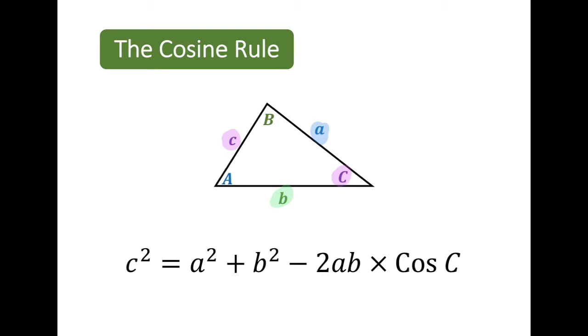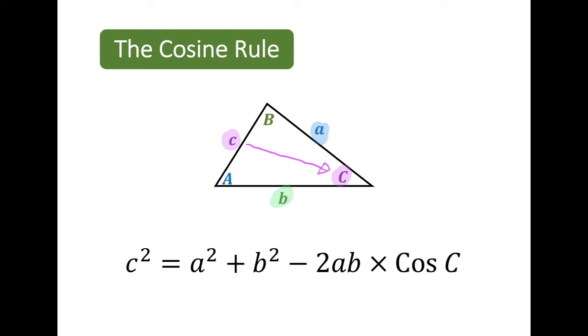To use the cosine rule to find a missing side, we need to know two sides of the triangle, plus we need to know the angle that is opposite the missing side. So here, when we're trying to find side C, we need to know the angle of capital C, which is opposite that missing side. If we don't have the information, we won't be able to use the cosine rule without finding out some missing information.